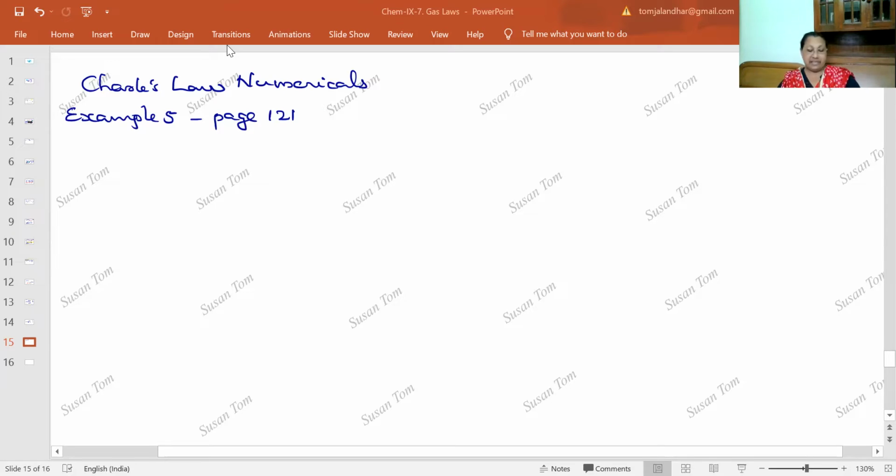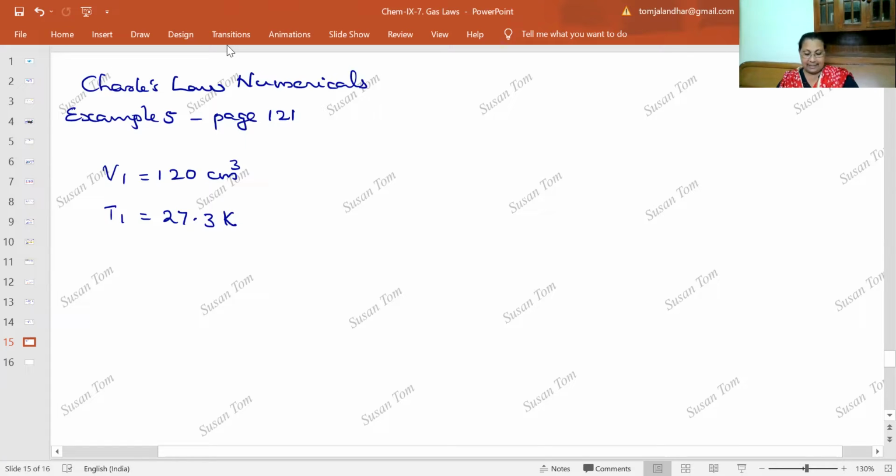Okay, first, write the given data. 120 cm³ of a gas means this is your V1 is equal to 120 cm³. Taken at temperature T1, initially it is 27.3 Kelvin. So T1 is equal to 27.3 Kelvin. So in the initial case, the temperature is in Kelvin, no doubt.